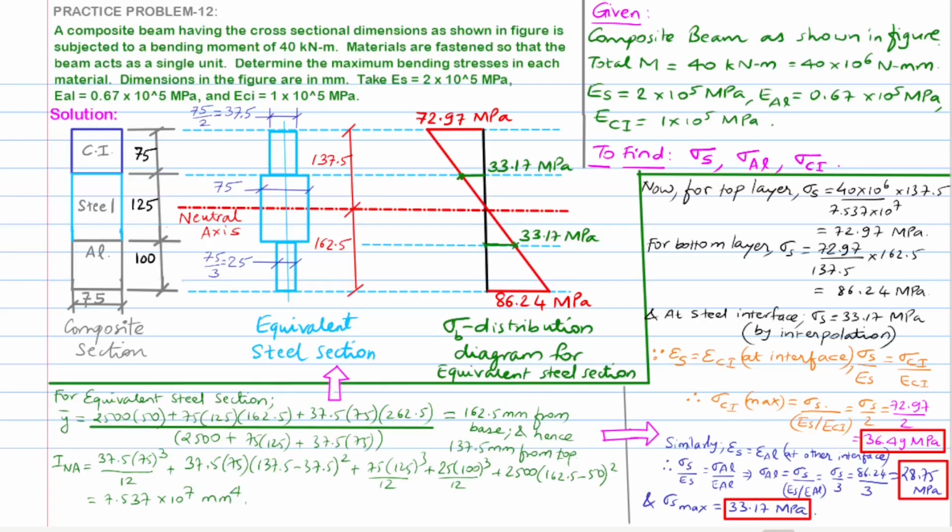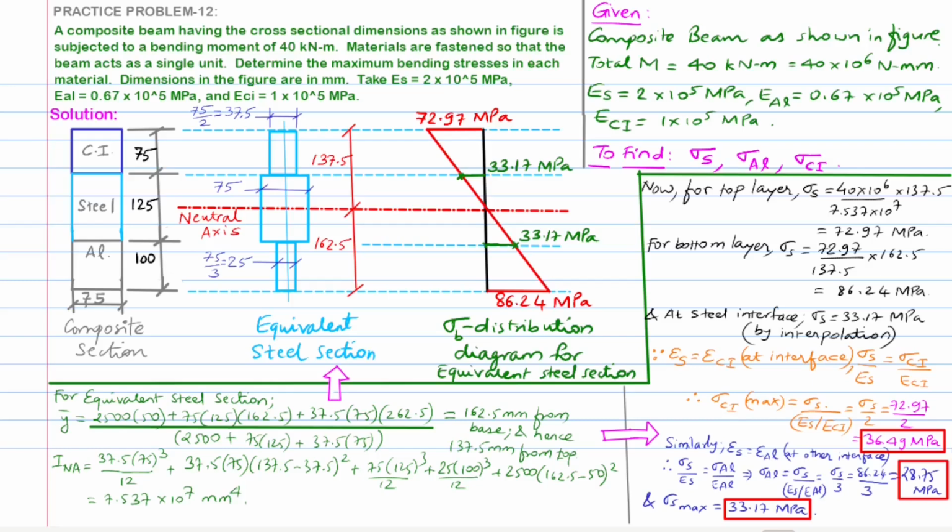The solution to practice problem 12 is provided here, where the composite section is first converted to an equivalent steel section for convenience and ease of calculations. The corresponding modular ratio is considered for minimizing the width dimensions of both the cast iron as well as the aluminium part of the beam. For cast iron, the modular ratio is found to be 2, and for aluminium, approximately 3. We then find the vertical centroid location from the base of the equivalent steel section as 162.5 millimeters, which is coincidentally at the center of the steel part of the composite beam.